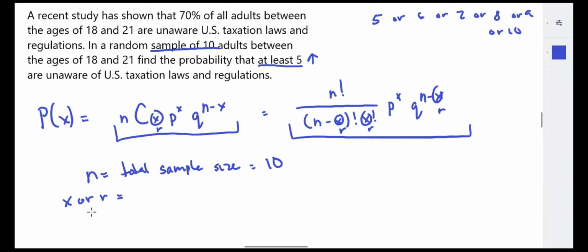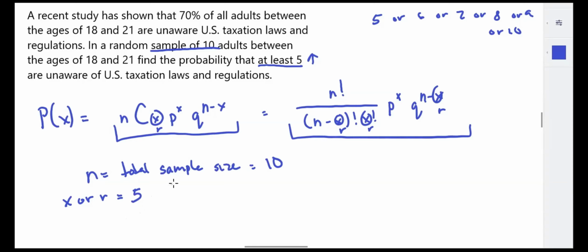If you see an at least or an at most problem, there's a good chance you have multiple calculations that you need to do. If this had said exactly 5, I would say x is 5, do my calculation, call it good, I'm done. But this is at least, so we're going to have a few extra steps. But I will start with just doing the 5. So that's my x, 5.